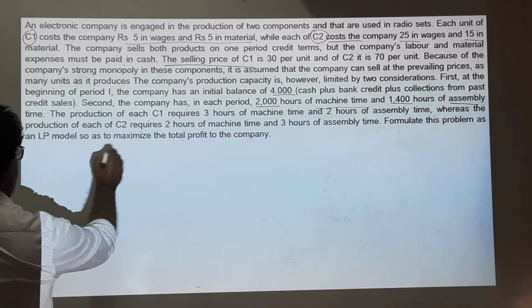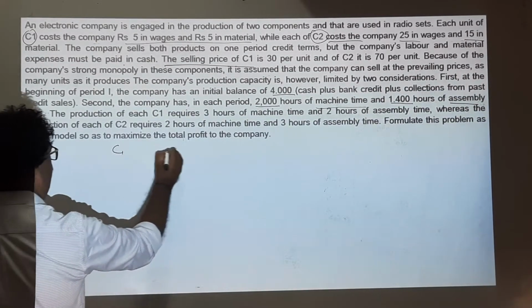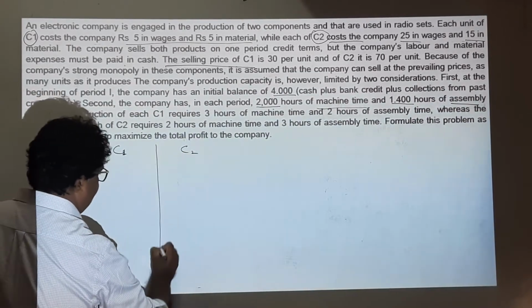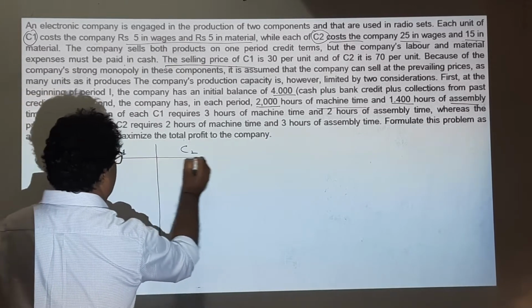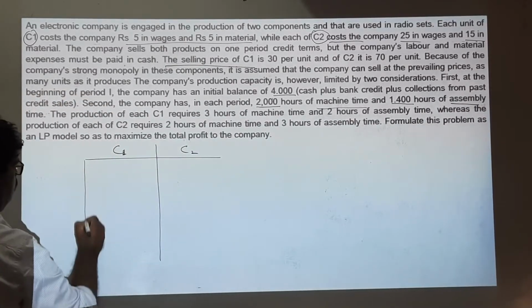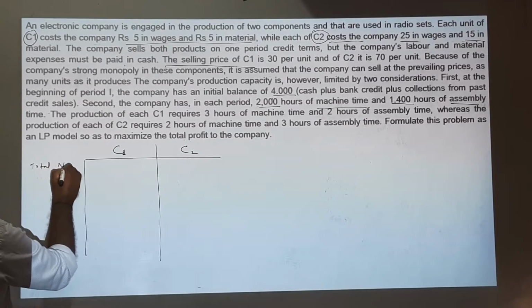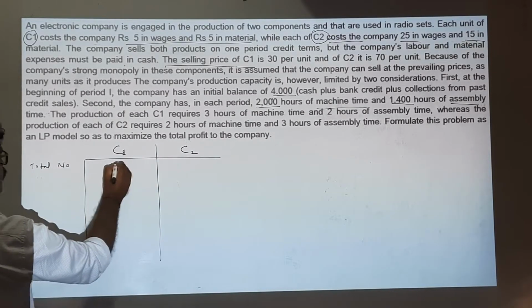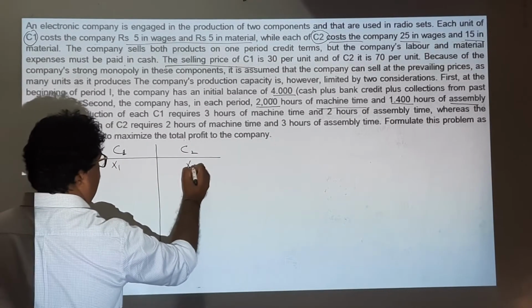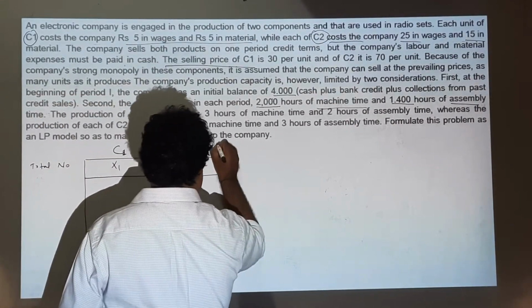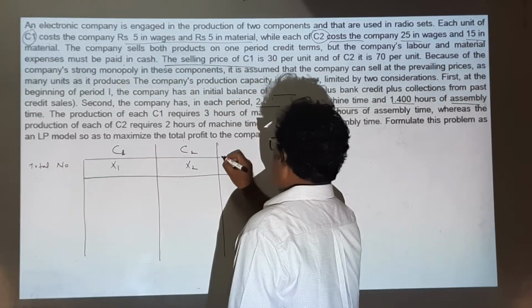So this is the problem. We just have C1 and we have C2. And the total number to be manufactured is how much? X1 and X2. So this is the variable part, and here it is availability.